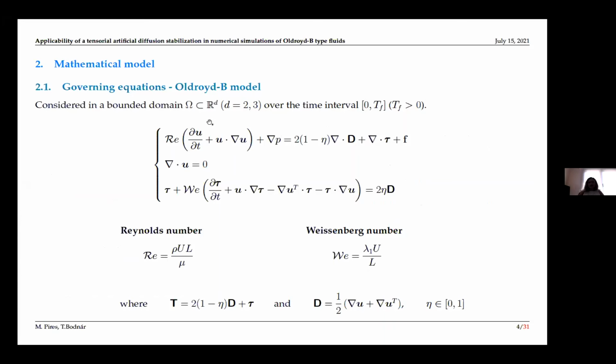This system gives us the governing equations for the Oldroyd-B model, and is constituted by the momentum equation, the mass conservation, and the constitutive equation. Here we can see the velocity vector field. P is the scalar function, the pressure. F is the external body force, and eta is the non-dimensional viscosity parameter. This is called the polymeric viscosity, and assumes values between 0 and 1, as a part of the total viscosity.